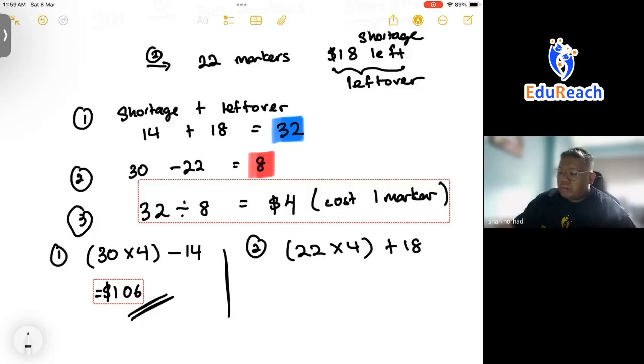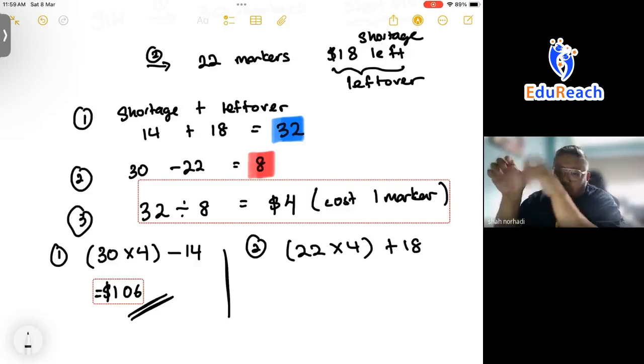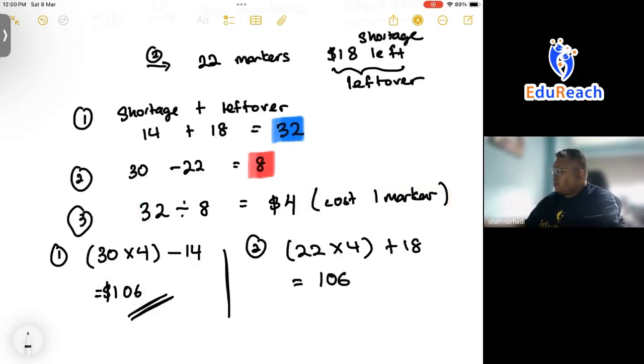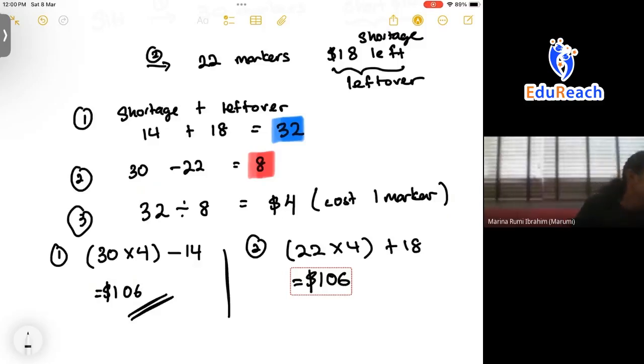So write it down. The first step is always doing what? If got shortage and leftover, must plus. Shortage plus leftover. If both leftover, you must minus. Both shortage also must minus. So this one is also equal to 106. It will be the same answer.